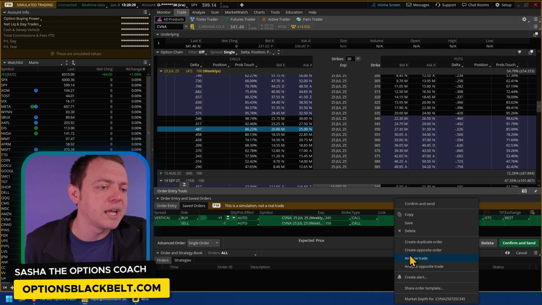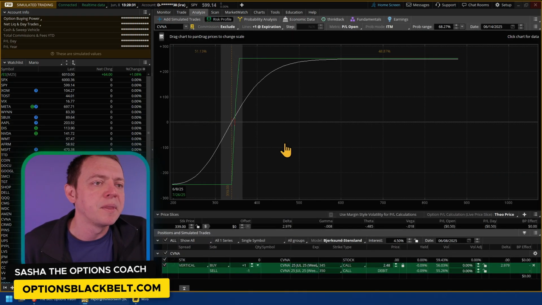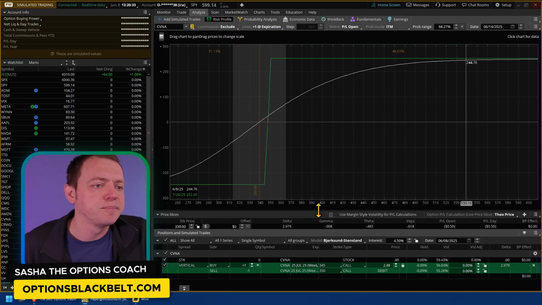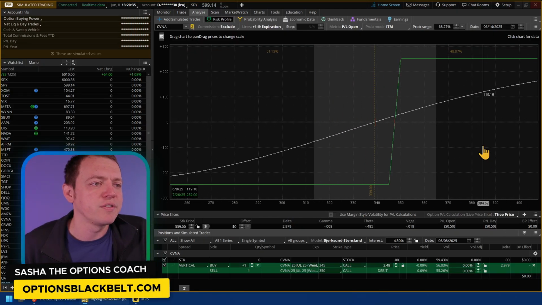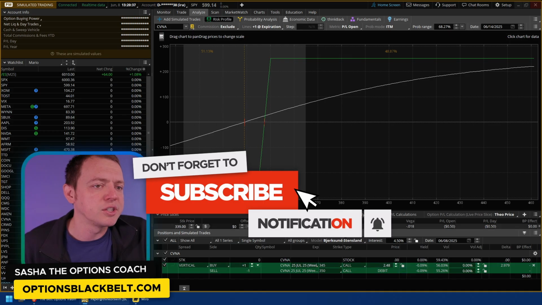So what we can do is actually use verticals in a similar way. So here I've got a vertical spread. Okay, so I've built it out. I've got a 345, 350 vertical spread. So I'm risking about 248 to make 252.